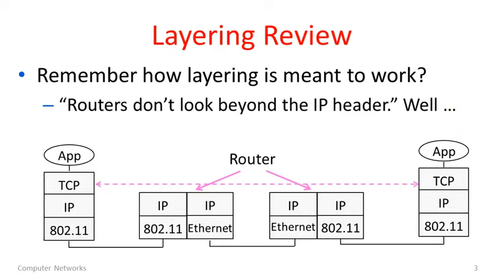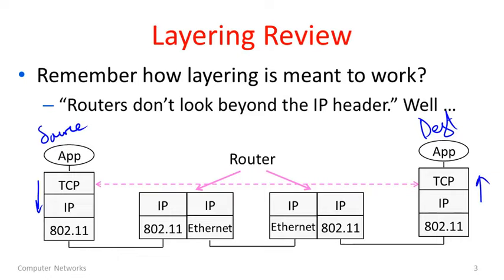Okay, so I'd like to start with just a little bit of a review of layering. You remember this layering model? This is the kind of slide we saw early on in the course. We have some applications using TCP at a source on the left, and there's a destination on the right. And that application is able to send information down the network. It goes across the network through routers and arrives on the other side. This is our standard layered model.